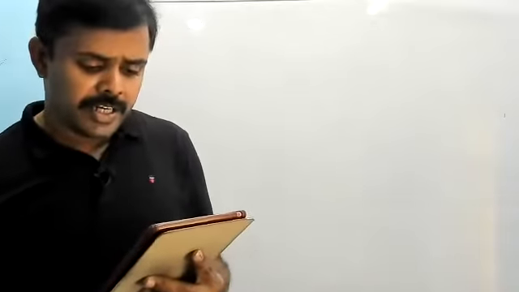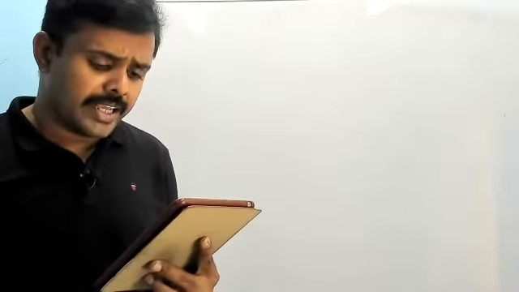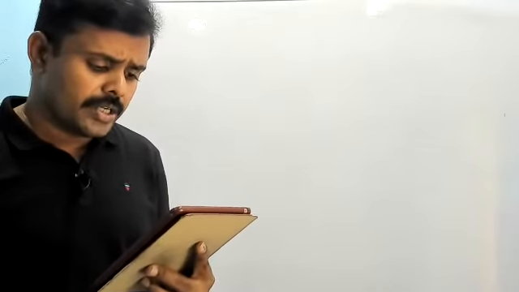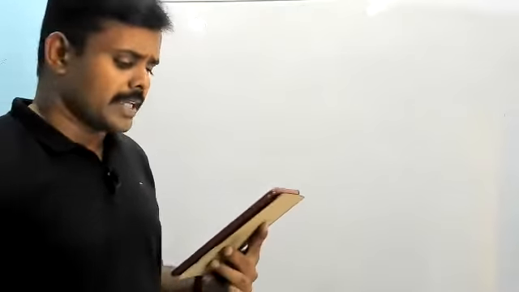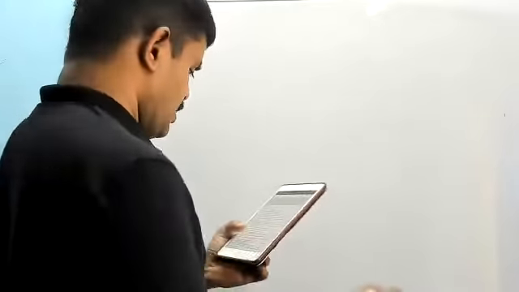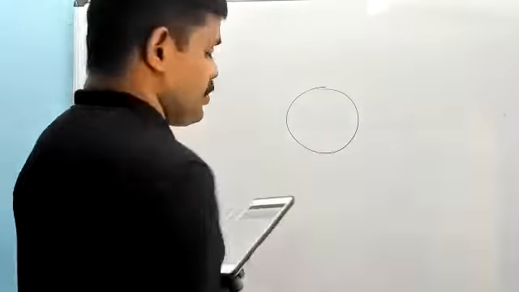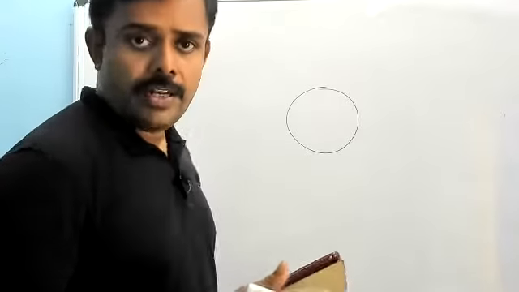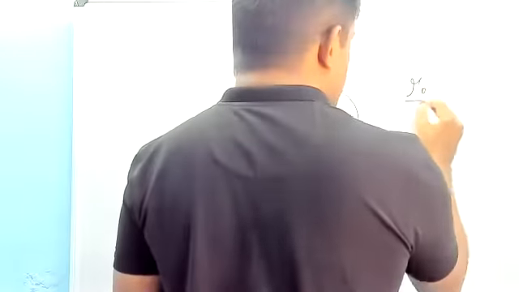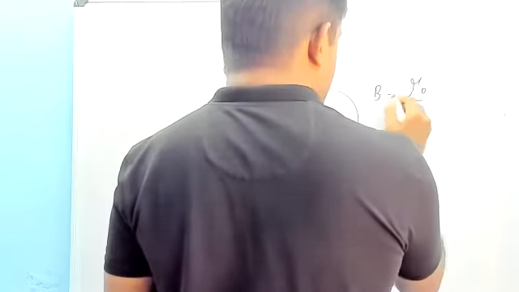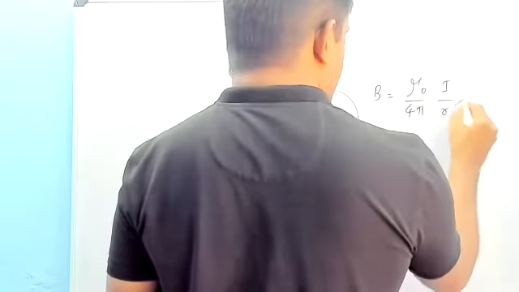Assertion. The magnetic field intensity at the center of a circular coil carrying current changes if the current through the coil is doubled. The magnetic field at the center of a coil. Look at this. This is a coil. Do you remember the magnetic field at the center of the coil? You remember the equation? Mu 0 by 4 pi into I by R into 2 pi. That is how we take it.